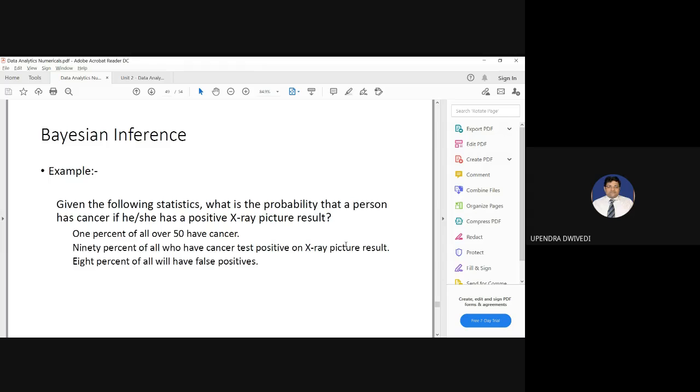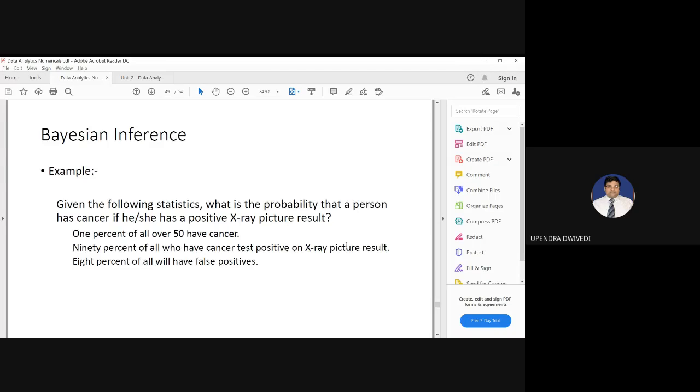So let us go with the statistics. 1% of all over 50 have a cancer. 90% of all who have cancer test positive on X-ray picture result. 8% of all will have false positive.